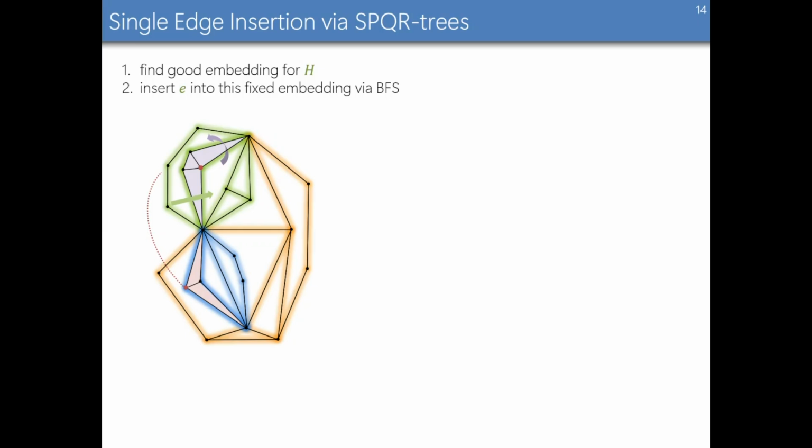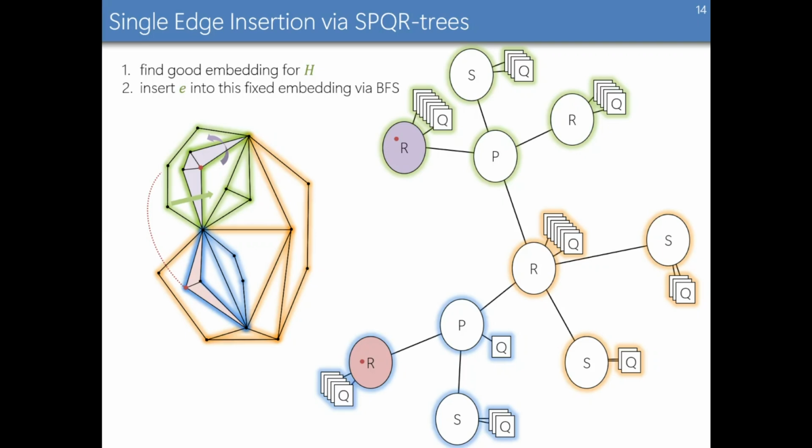How does the algorithm know that this is a good idea? Well, it computes something that's an SPQR tree. And this is just a shockingly big tree. You're not supposed to understand it. If you know what SPQR trees are, be happy that it's drawn correctly, hopefully.